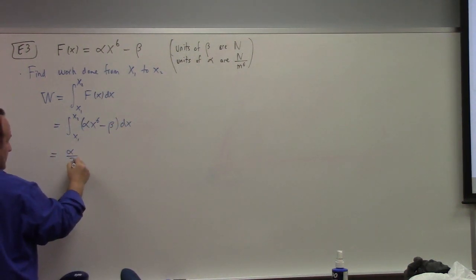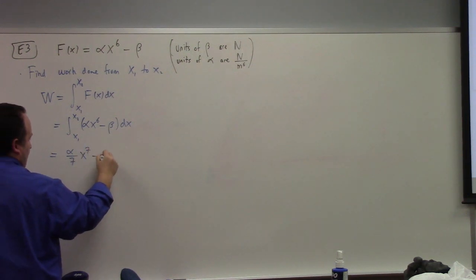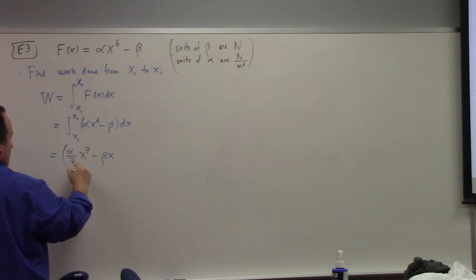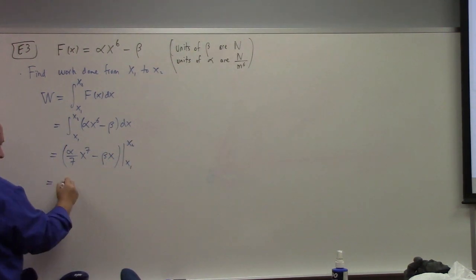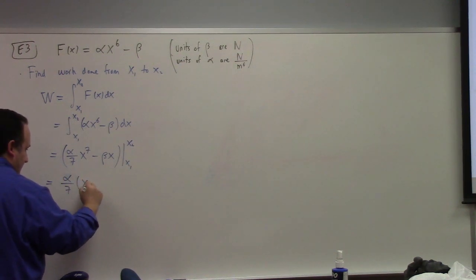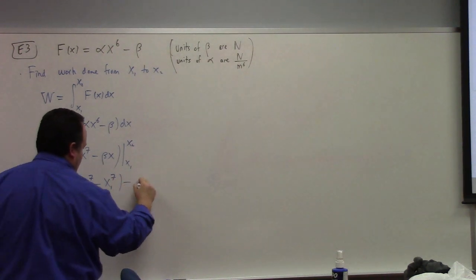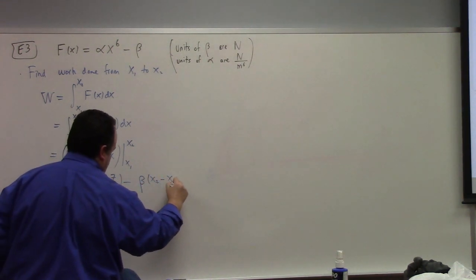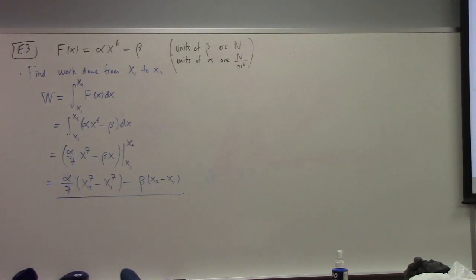Alpha over 7 x to the 7th minus beta x, right? Evaluate that from x1 to x2. You get yourself alpha over 7 times x2 to the 7th minus x1 to the 7th, minus beta times x2 minus x1. All right, great. So there you go. That would be the work done for this one-dimensional force from x1 to x2. We just integrate. Simple as that.